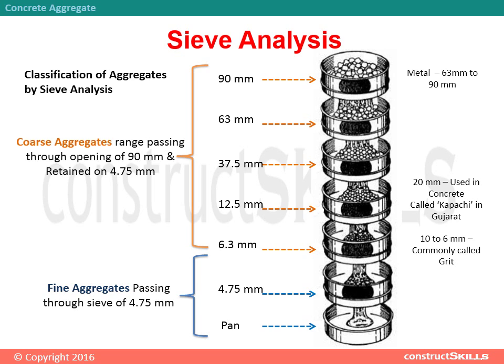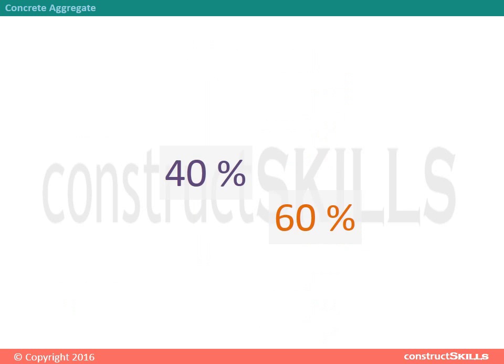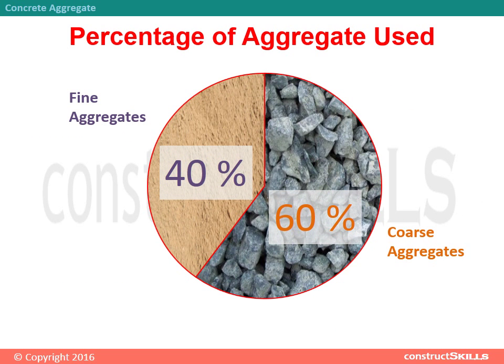Fine aggregate passing through a sieve of 4.75 mm is called sand. Percentage of aggregate used in concrete: 60% coarse aggregate and 40% fine aggregate are used in concrete according to the total volume of the aggregate used.